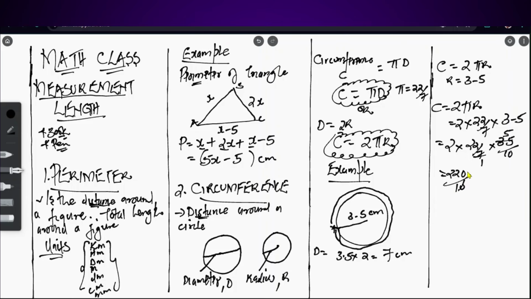Then I can simplify by that 0, by that 0. My answer is 22 centimeters. So that is how we get the circumference of a circle. If I'm given radius, I can follow that.